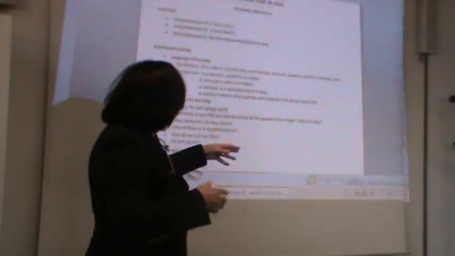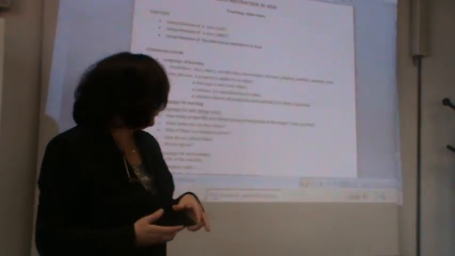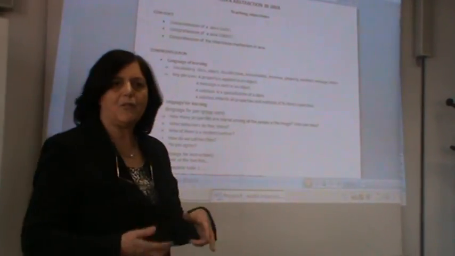How many properties are shared among all the people in the image? What are they? What behavior do they share?